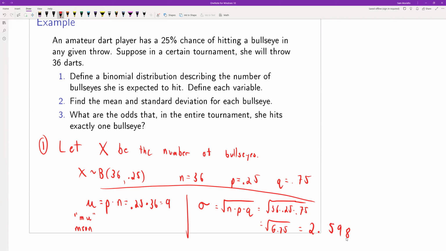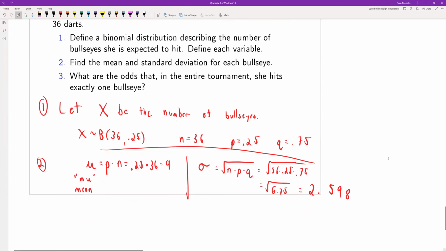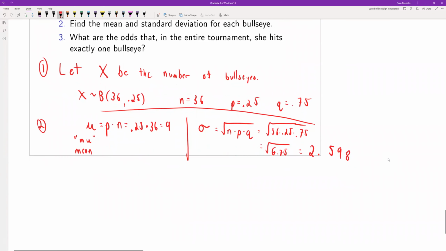Third question asks us, what are the odds that in the entire tournament she hits exactly 1 bullseye? Now, this doesn't have anything to do with it being a binomial distribution. We can calculate this using our rules of probability. Remember that we've got an independent situation here. So we can just think of all of the different ways that she can hit bullseyes and then all of the different ways that she can throw the tournament.